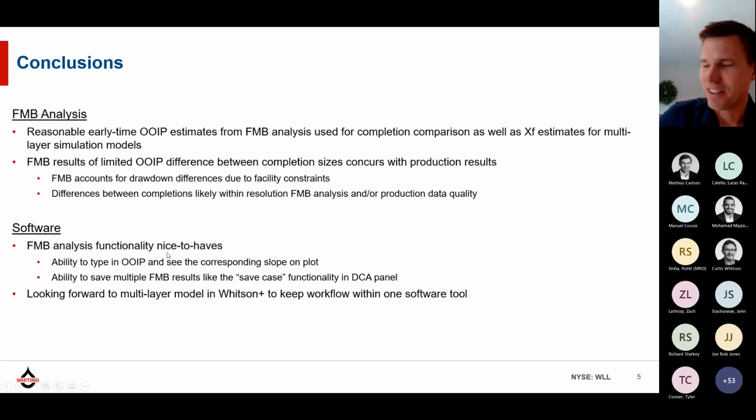Now, a few software nice-to-haves. I've already communicated these to Matthias, but I figured I'd throw them out to the broader audience as well. The ability to save or type in the OIP and see the corresponding slope would be nice, because for those of you that have used this, having a little hand at the end of the stick of the line, you move it a little bit and in some cases it can change a lot. So that would be a nice to have.